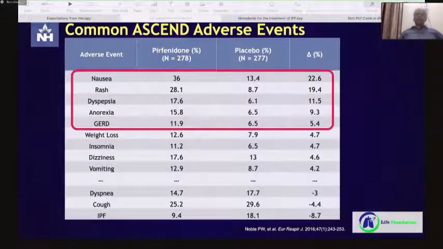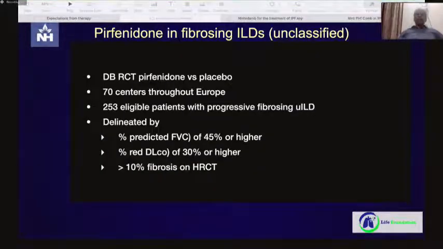Of course, there is always a price to pay for these, and the person had many adverse events, nausea and a rash being the most common, but also other GI complaints, predominantly upper GI symptoms. But that was IPF. How does it work in fibrosing ILDs, which are generally grouped together as the unclassified fibrosing ILDs? And these could be fibrosing NSIP, chronic HP, or any of the other fibrosing ILDs.